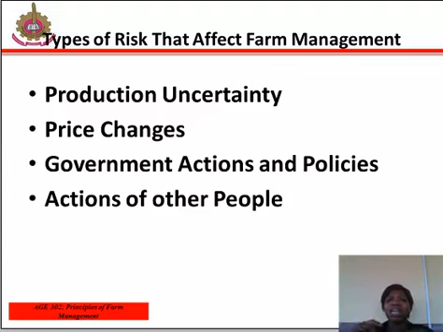Production uncertainty. Farmers operate in an environment which in most cases is beyond their control. Varying weather conditions, crop failure and animal diseases prevent timely execution of farm management. Production uncertainty can manifest itself in various ways.